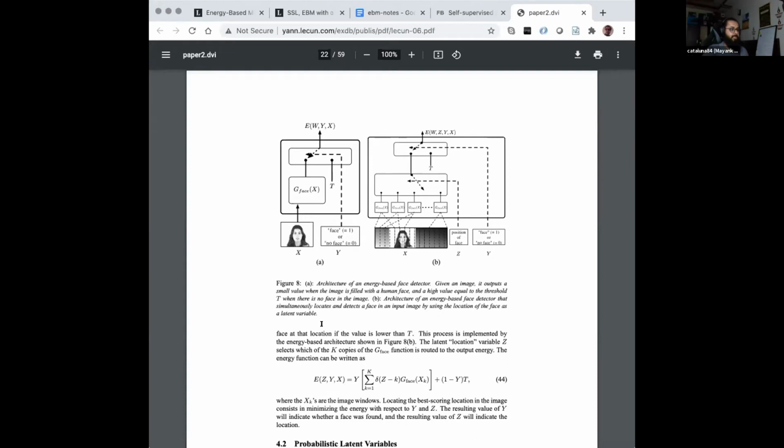With respect to the kind of space that he showed for the French words, which was particularly difficult to handle. Right, the long sequence that he mentions, right? Yeah. It's kind of like the threshold with the no-face, the energy-based face detector can locate and detect the face by using the location of those latent variables.